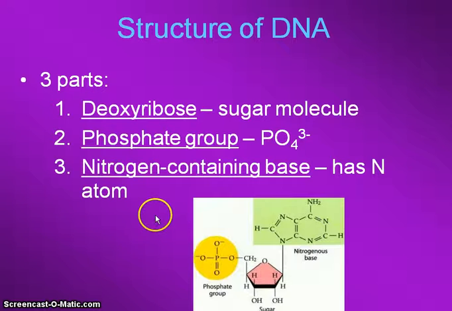So each nucleotide is made up of three parts: the sugar molecule, which is this central portion down here. In DNA, it is deoxyribose. Attached to one side of that sugar is a phosphate group, and attached to the other side is a nitrogen-containing base. This nitrogen-containing base can be one of four different bases, so it allows for some more variety.